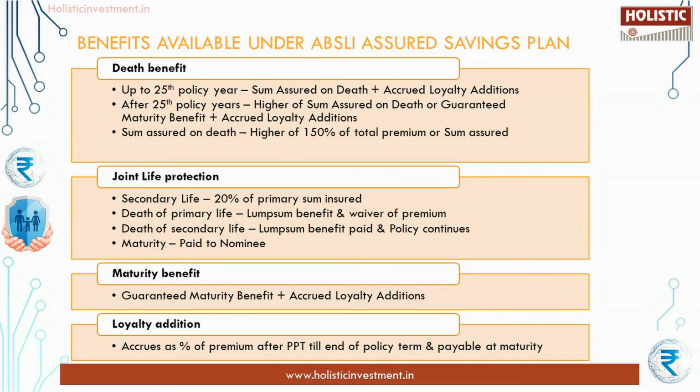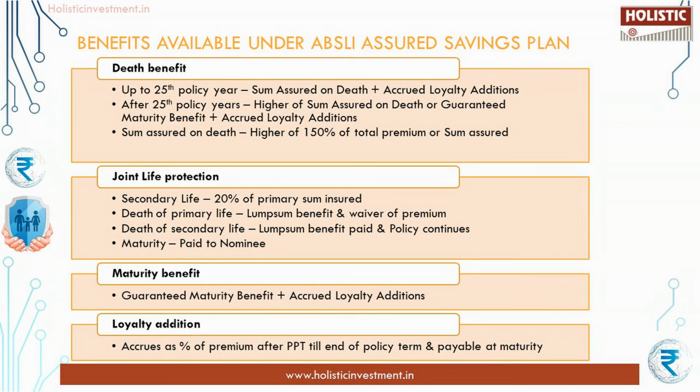Next is joint life protection. This option is available only for limited pay policies. The coverage for the second life insured will be equal to 20% of sum assured of the primary life insured. In case of death of primary life insured prior to the death of secondary life insured, the sum assured on death will be paid to the secondary life insured as a lump sum, and all the future due installment premiums, if any, under the policy will be waived.